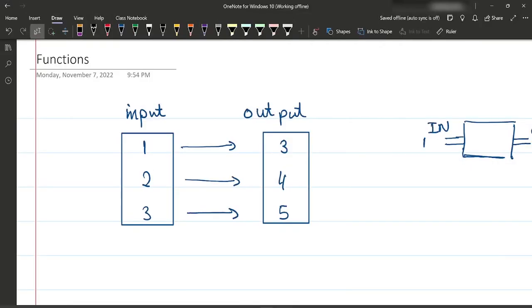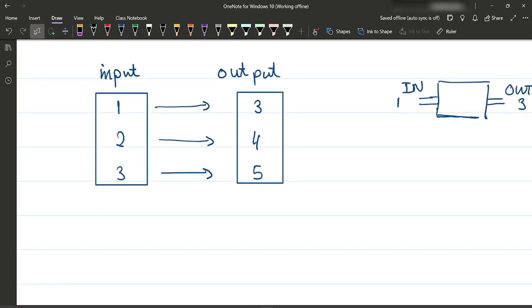Hello, okay, let's talk about functions. Well, what is a function? A function is simply anything that maps an input to the output. Basically, it links the input to the output. That's as simple as it gets.